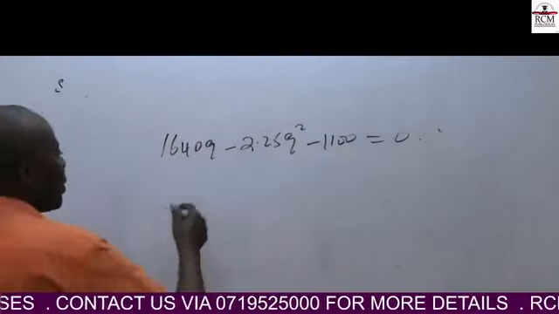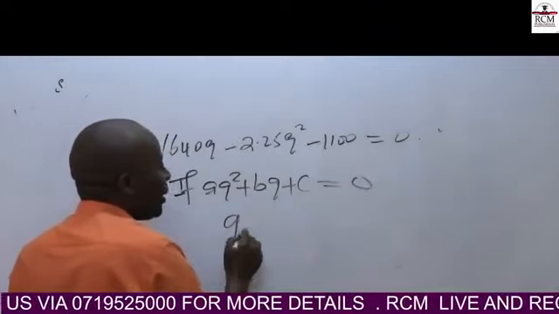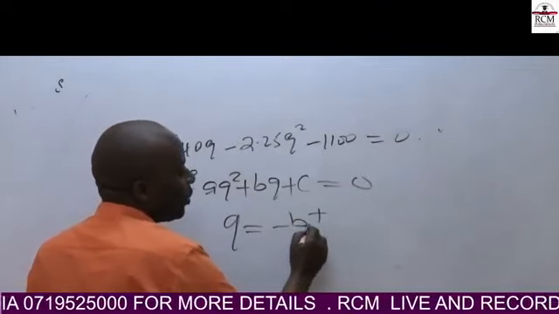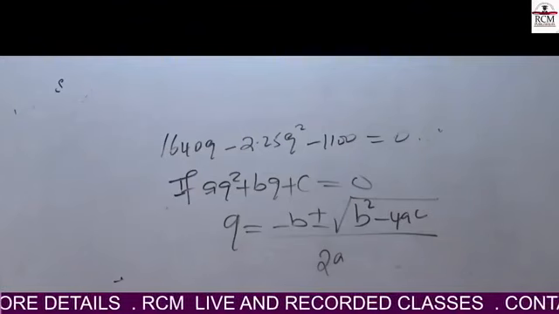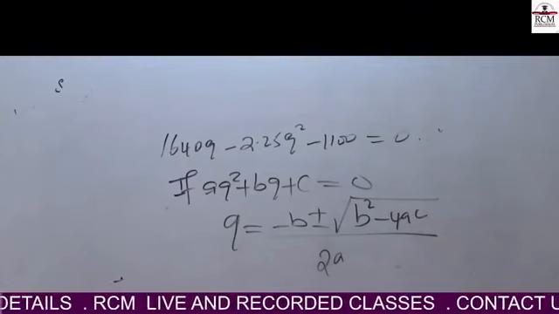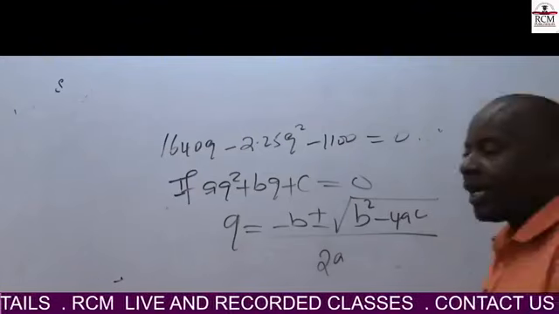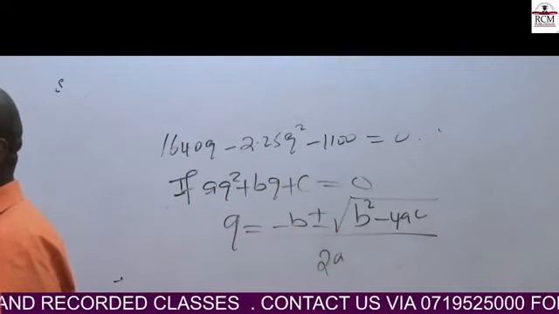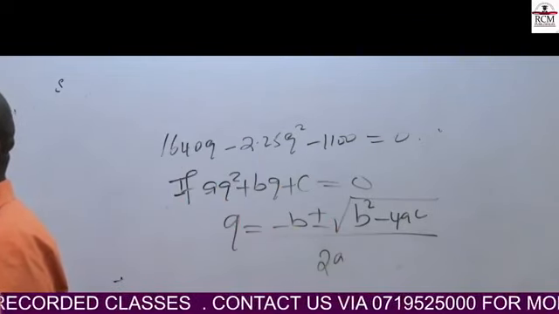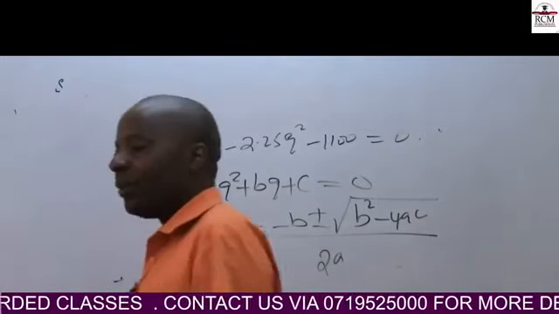I know that if aq squared plus bq plus c equals 0, then q will be equal to minus b plus or minus the square root of b squared minus 4ac, everything to be divided by 2a. Let me know whether you guys have been able to write up to there. Yes or no?